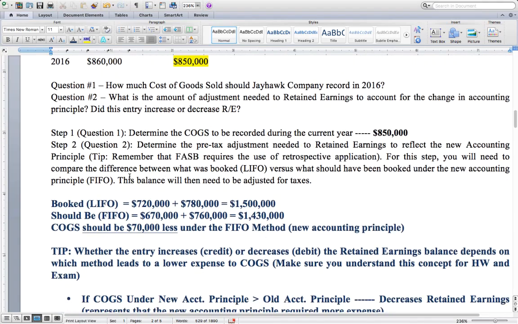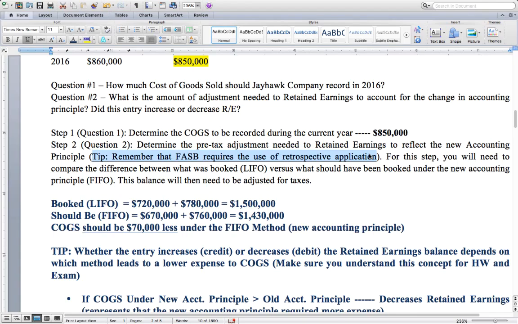The next step is you need to determine what the pre-tax adjustment needed to retained earnings is to reflect this new principle. And as a tip, again, reminder, you need to use the retrospective approach. So for this step, you'll need to compare the difference between what was booked, the LIFO, versus what should have been booked under the new accounting principle in the previous years.